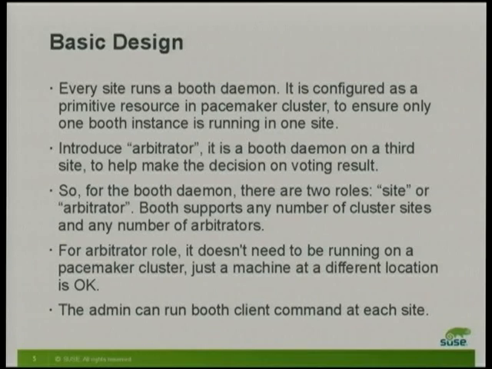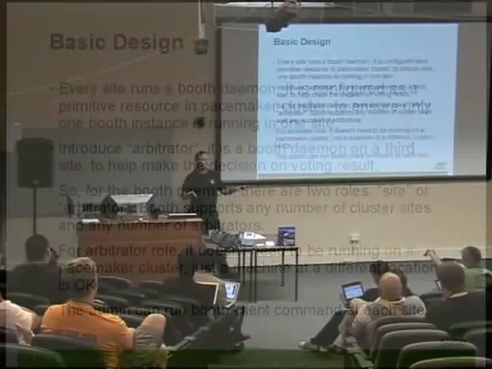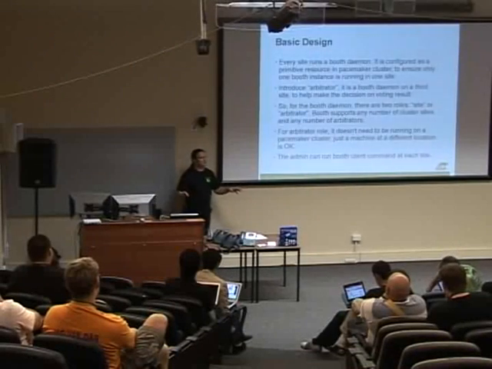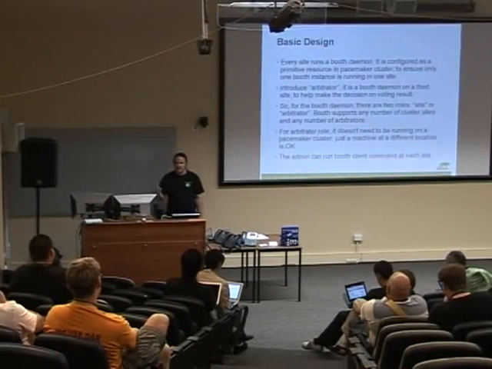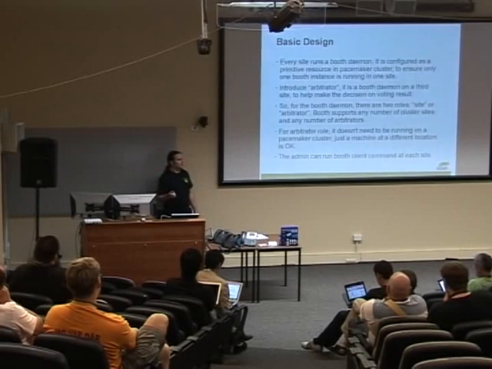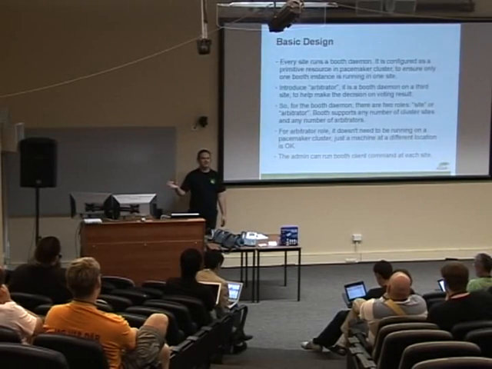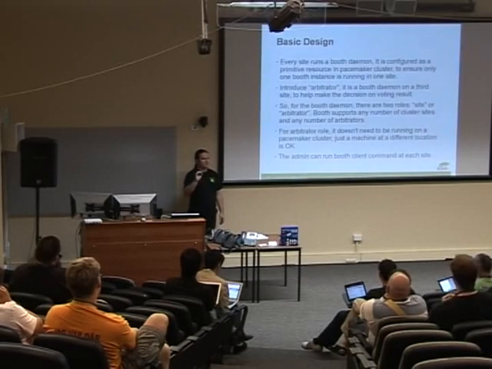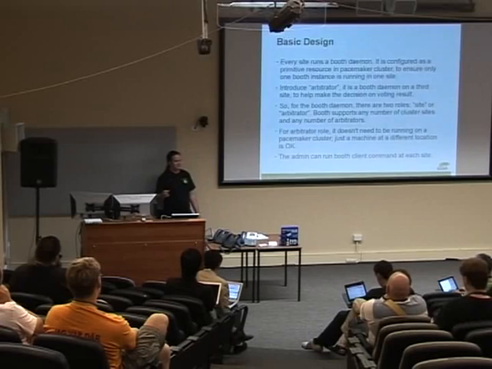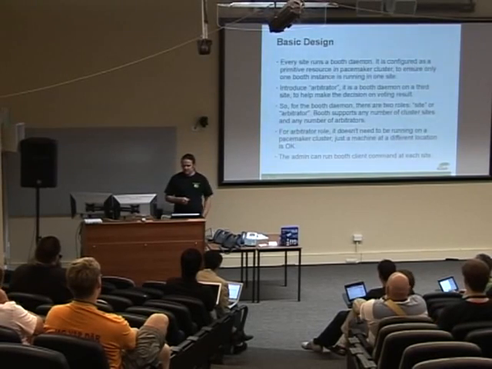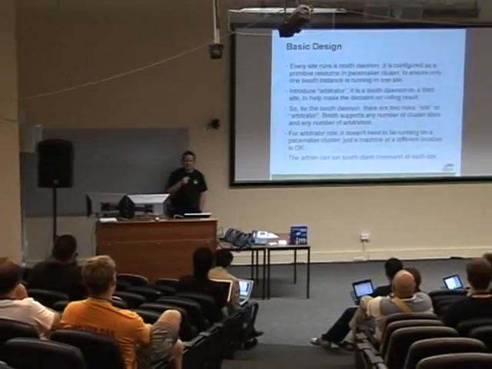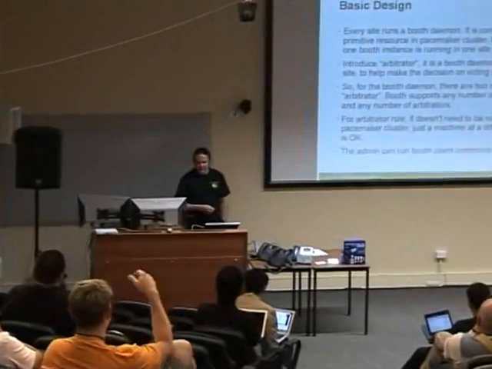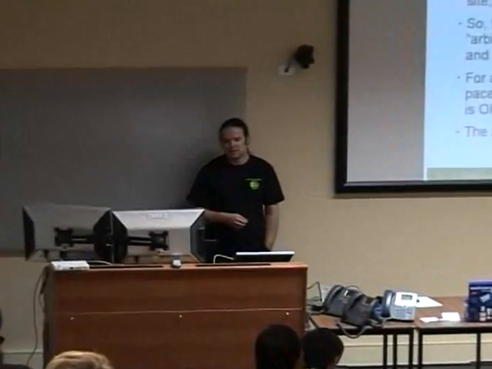The other thing is, if you only have two sites, you're screwed because you can't get quorum. It will not work. So we have the concept of an arbitrator, which is some system somewhere else. It doesn't have to be a Pacemaker cluster. It just needs to be capable of running a single instance of the booth daemon, and that will act as an arbitrator to help in the voting for who gets what ticket. It supports any number of cluster sites and any number of arbitrators. I've already covered those points.